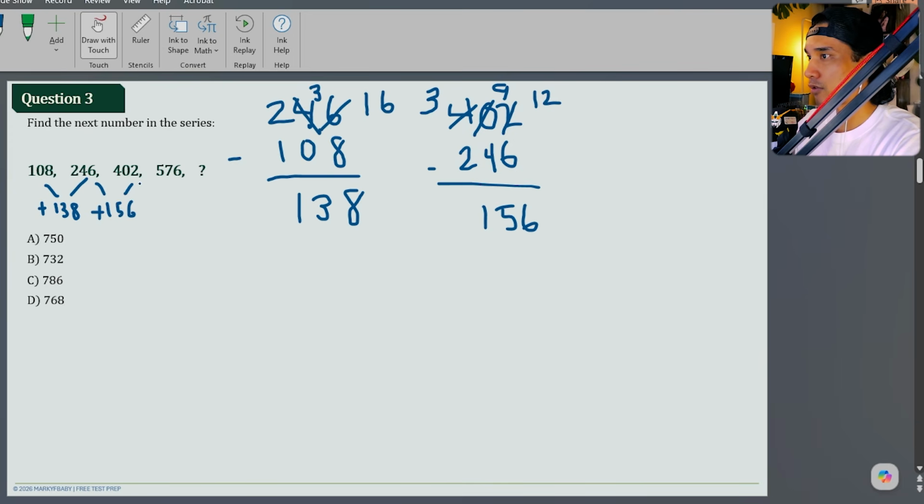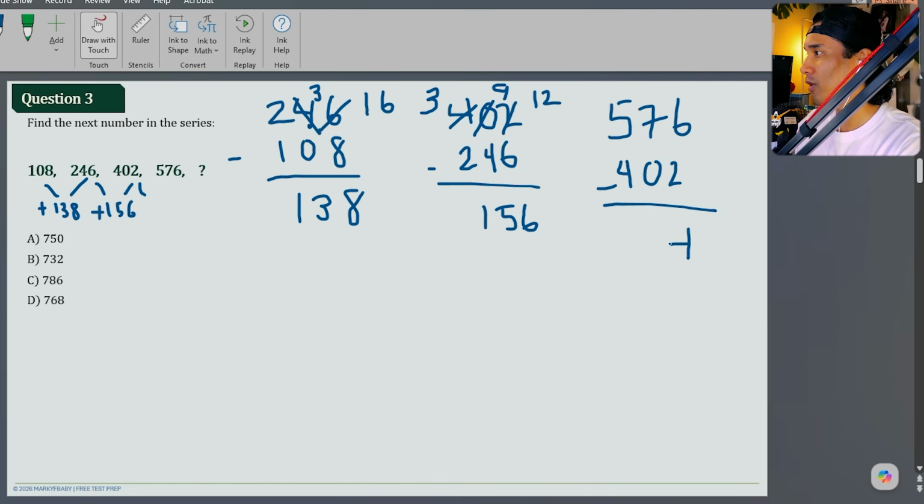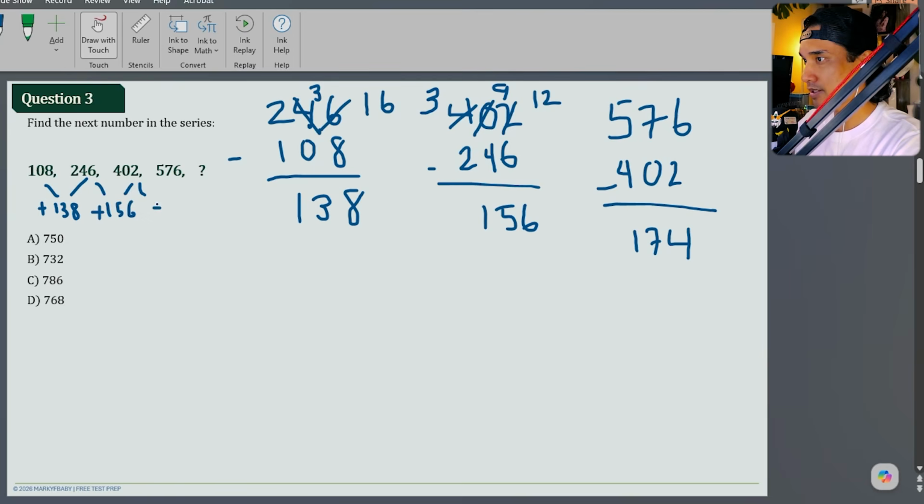So plus 156. Now 402 to 576. 576 minus 402. They gave us an easy one. 6 minus 2 is 4. Yay! 7 minus 0 is 7. Yay! 5 minus 4 is 1. And when I say they, I mean I did, because I created this. Okay, so plus 174. Okay, from 402 to 576.